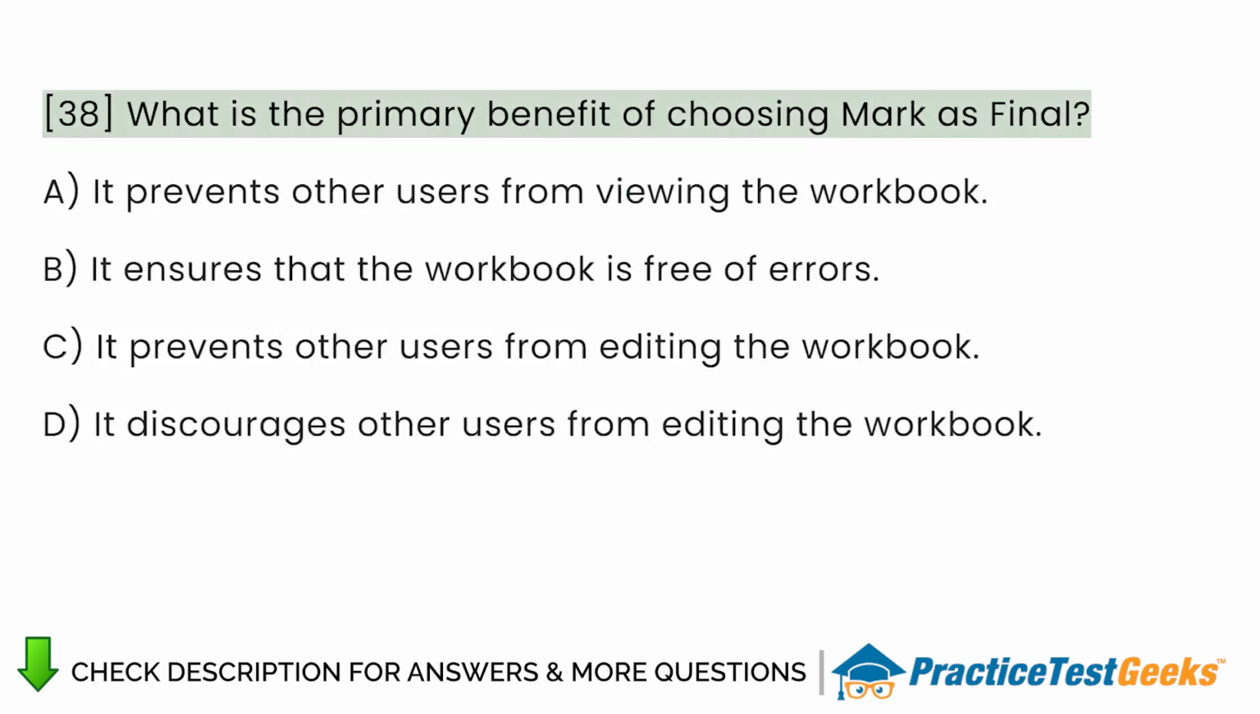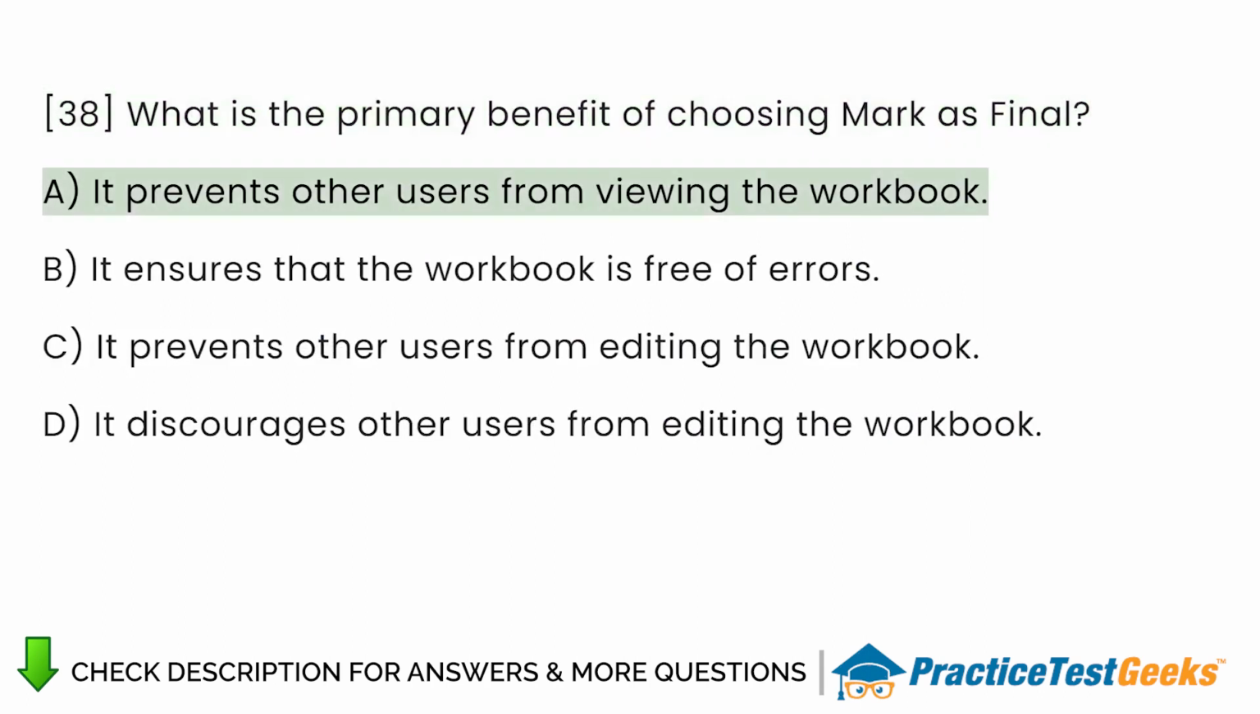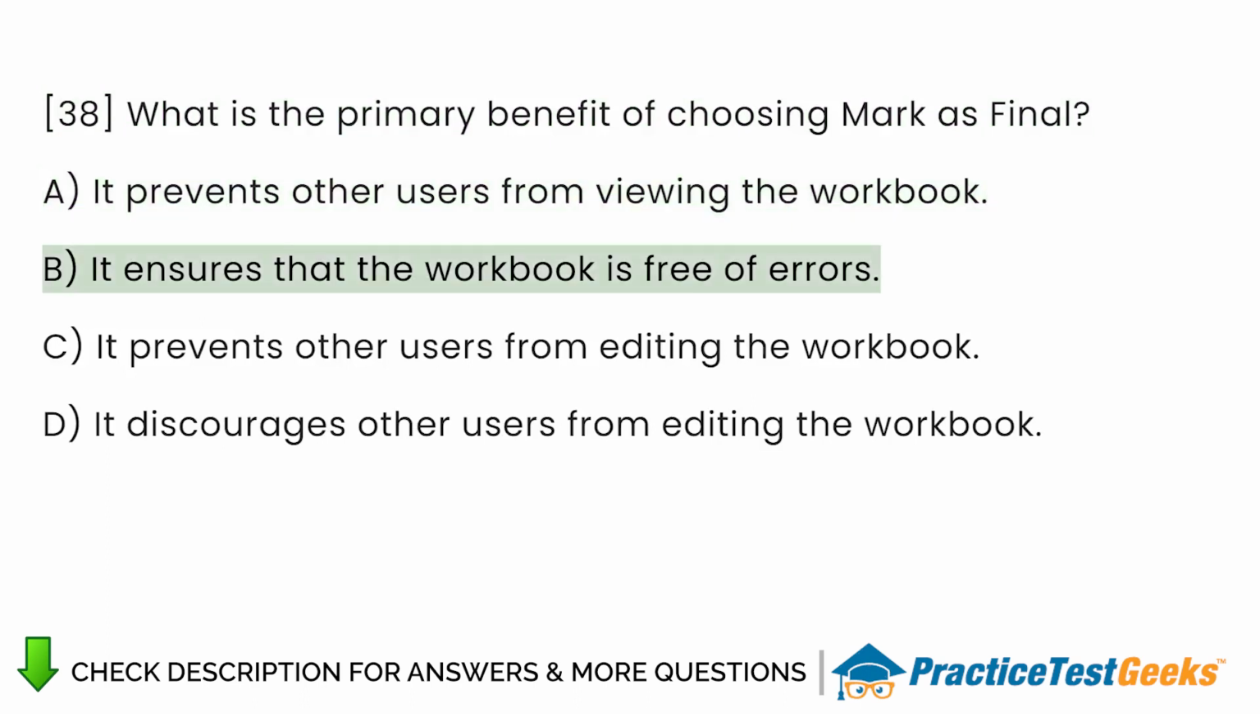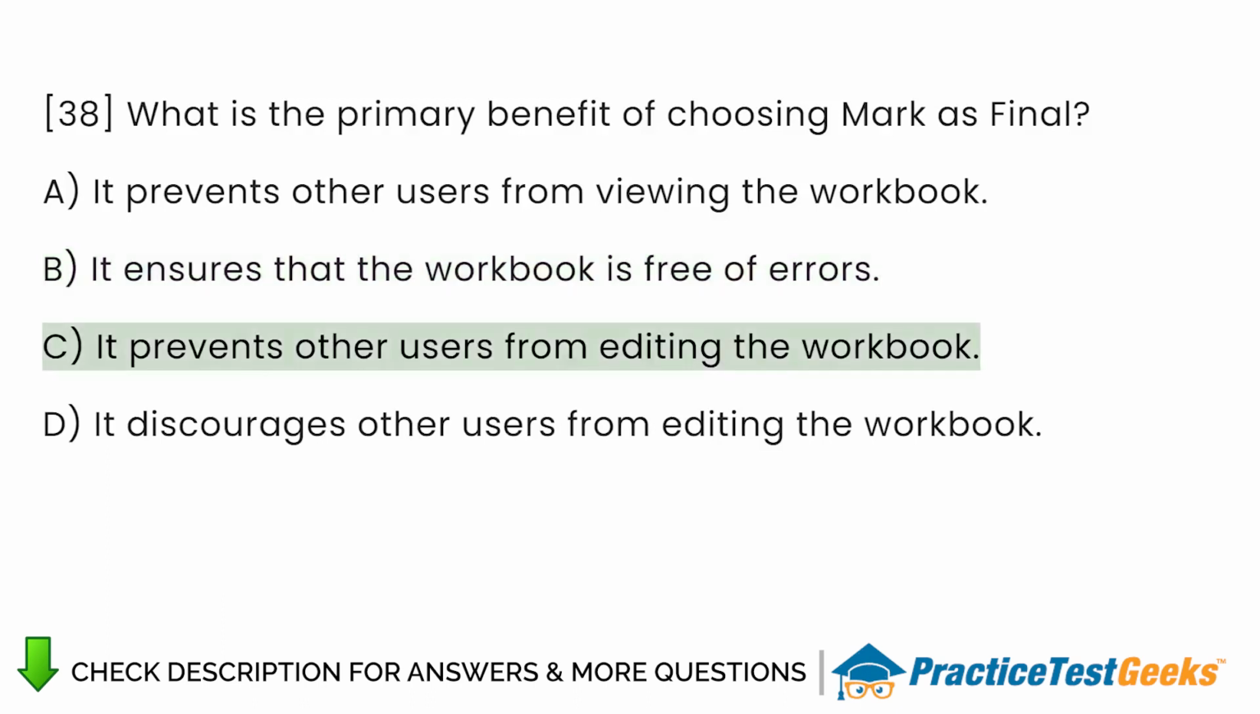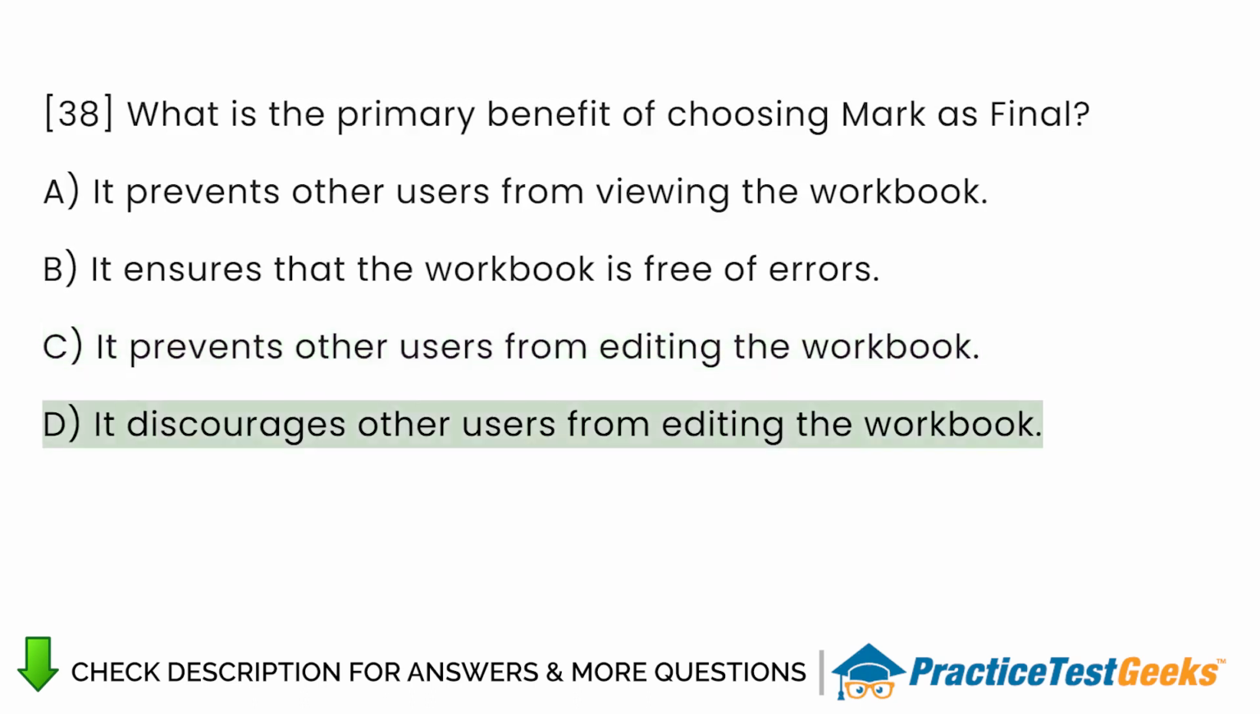What is the primary benefit of choosing Mark as Final? A. It prevents other users from viewing the workbook. B. It ensures that the workbook is free of errors. C. It prevents other users from editing the workbook. D. It discourages other users from editing the workbook.